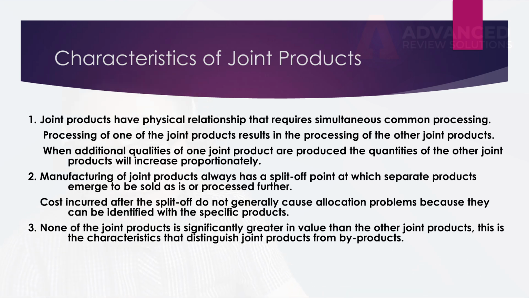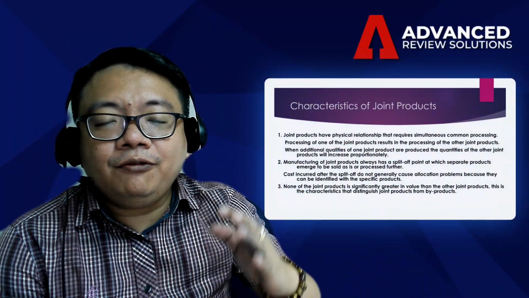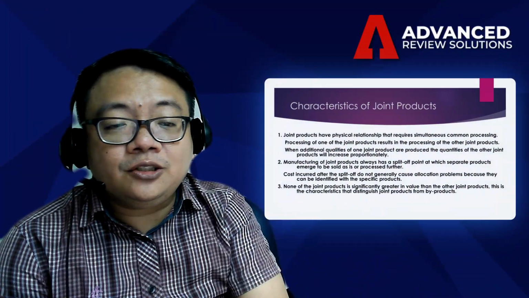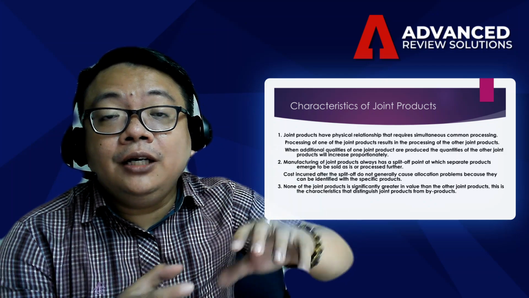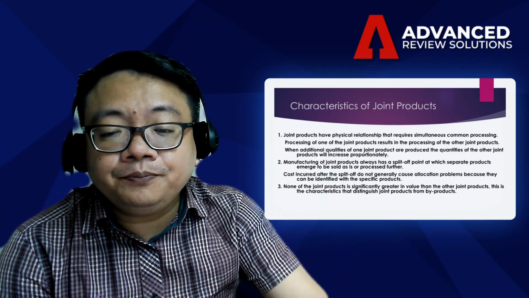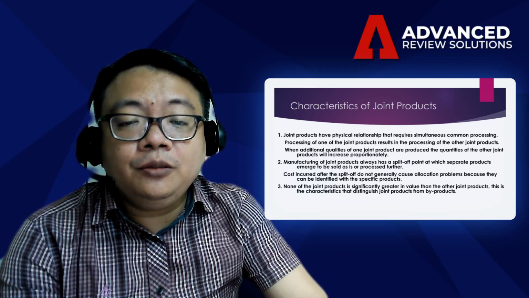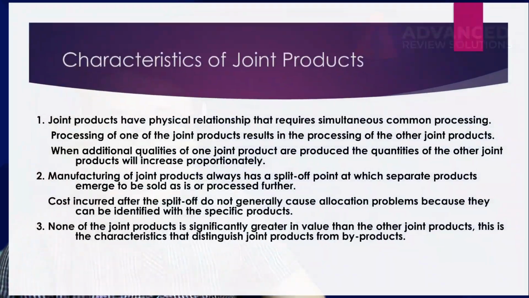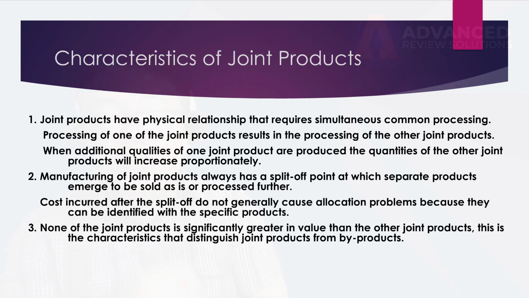Of course, you no longer have a problem, particularly after the split-off point, because you now have two separate products and two separable costs. Okay? None of the joint products here is significantly greater than the other joint products. Now, these are the characteristics that distinguish them if you have joint products or you have byproducts.